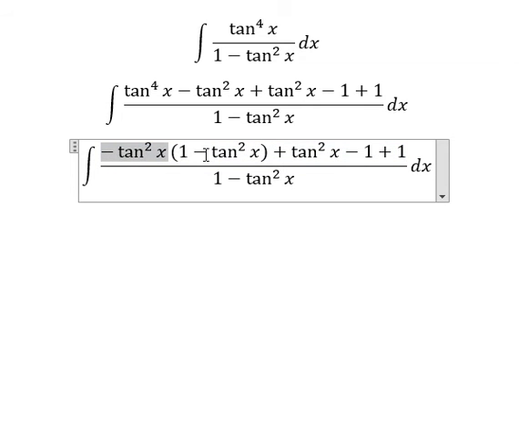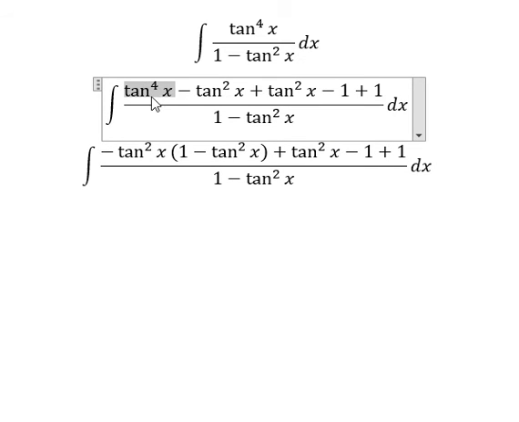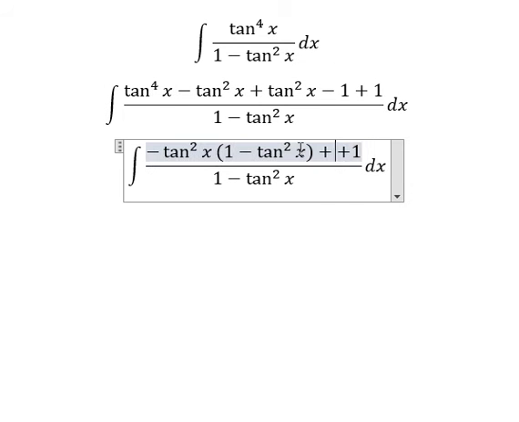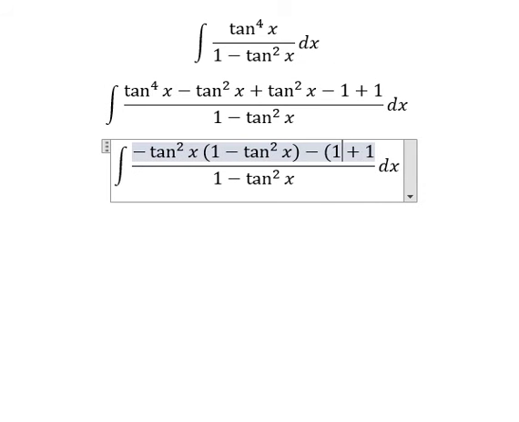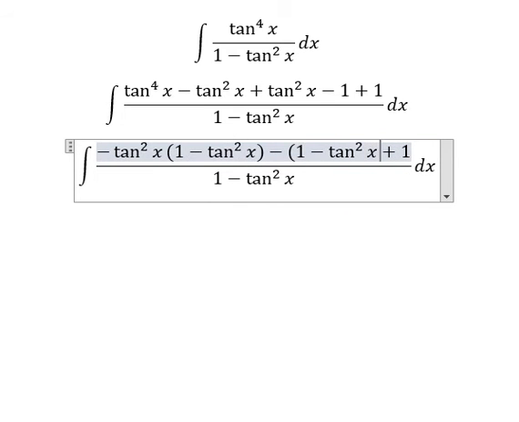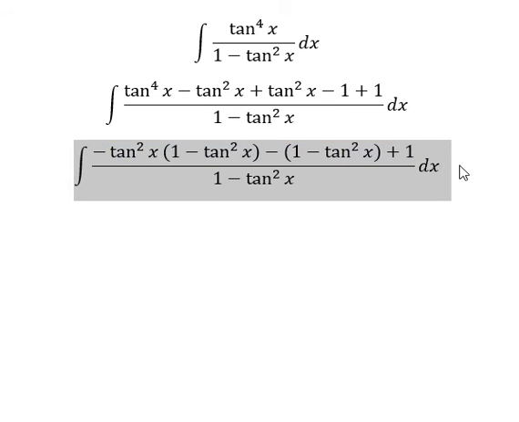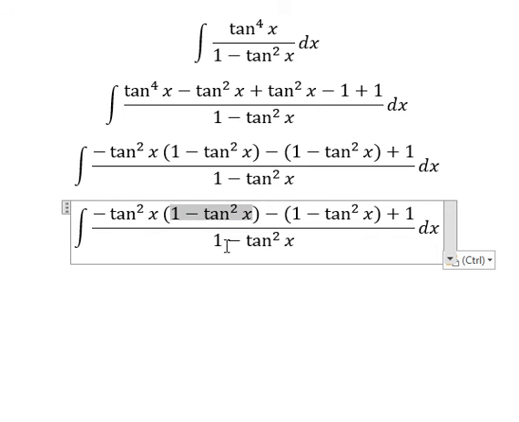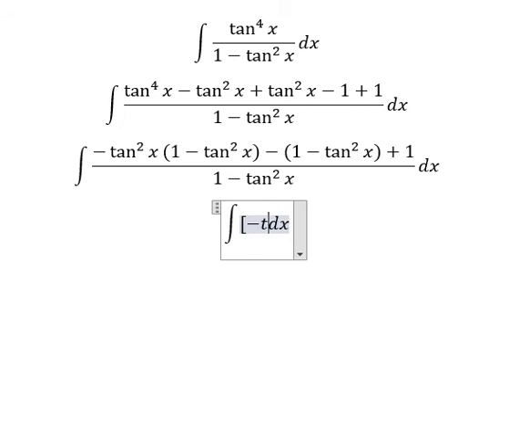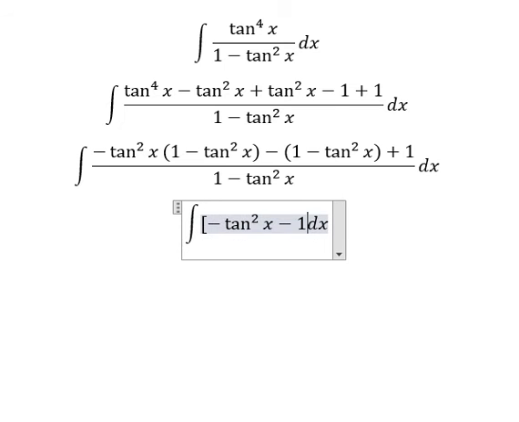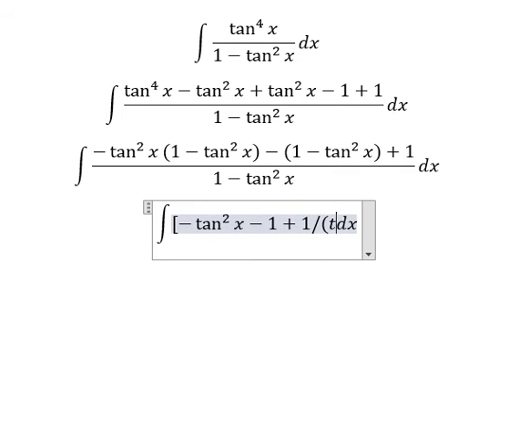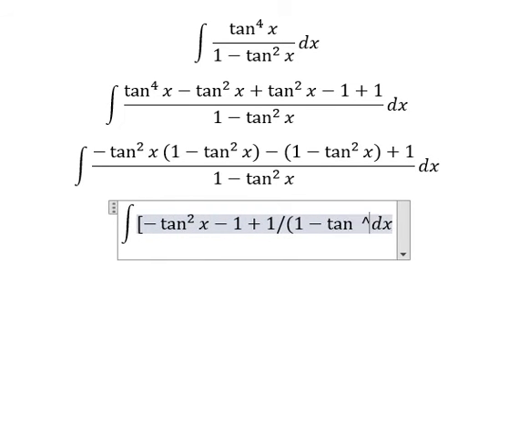Because negative tan s squared with negative tan s squared, we have positive tan s to the power of 4. Negative tan s squared multiplied by number 1, that's this one. This one we can put negative 1 minus tan s squared. This one divide by this one divide by this one. So we have negative tan s squared minus number 1 plus 1 over 1 plus 1 minus tan s squared.